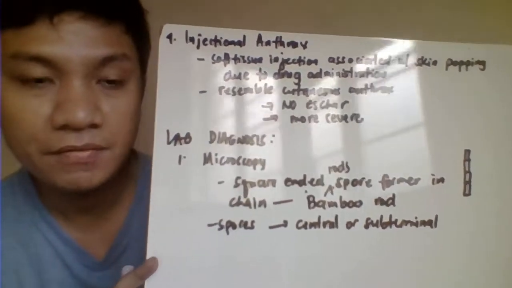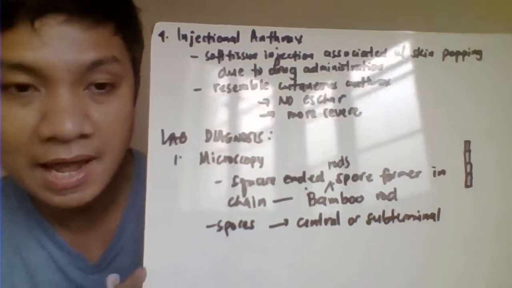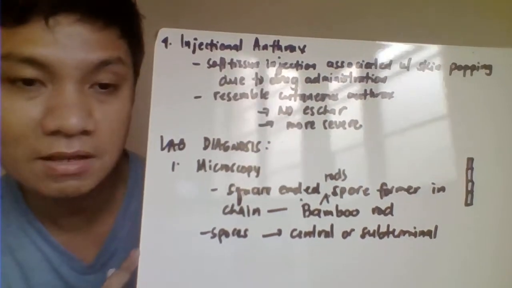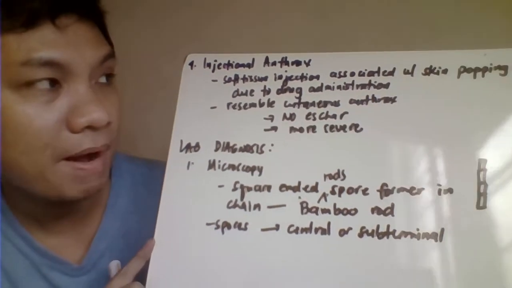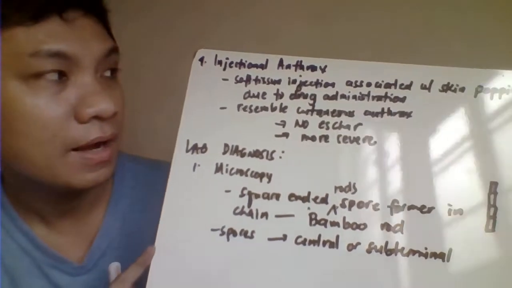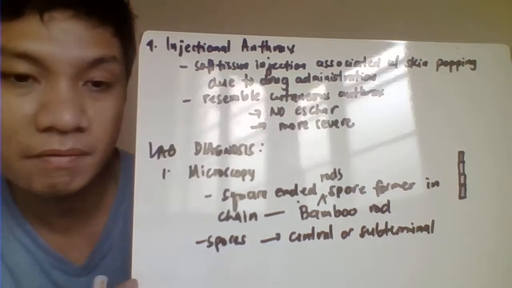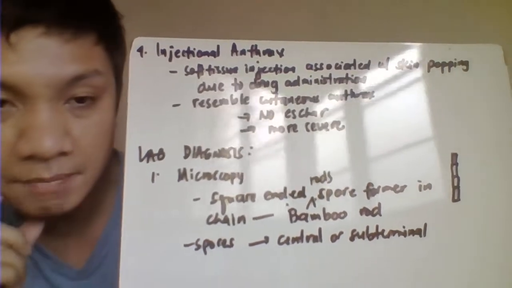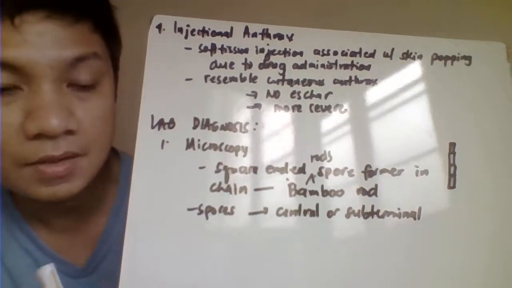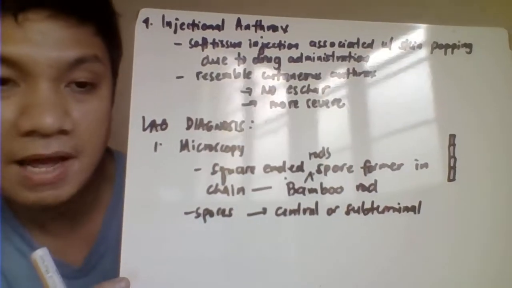Another form of anthrax infection is injectional anthrax. Injectional anthrax is just injection of drugs directly into the skin of the patient, or what you call skin popping. This causes a soft tissue infection that resembles the cutaneous form of anthrax. The difference is that there is no black scar formation, and this one is more severe compared with cutaneous anthrax infection. So we have here the lab diagnosis.